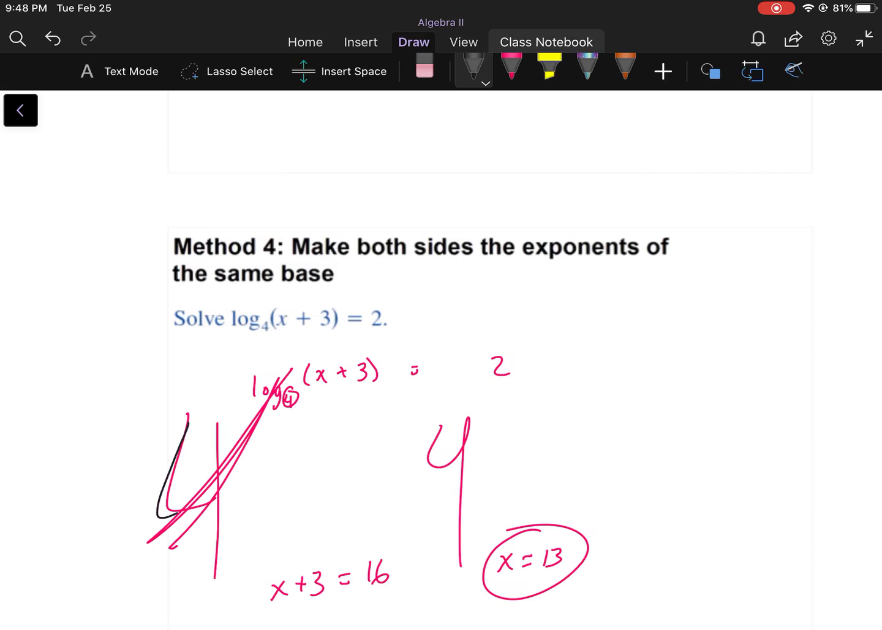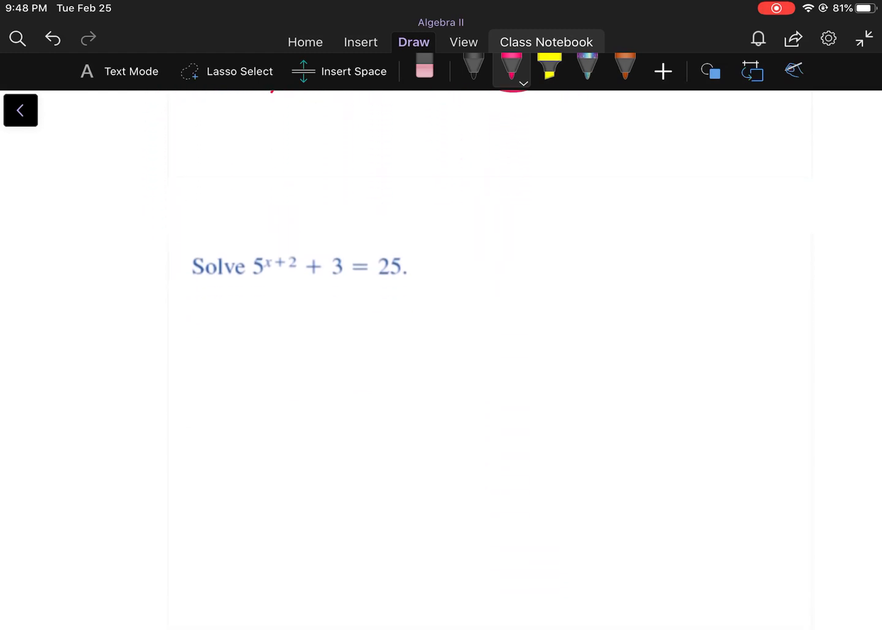Now, why did I pick the 4? Because of that little 4 right there. Okay, so those are the first 4 scenarios. Here we go. I'm going to take away the 3.